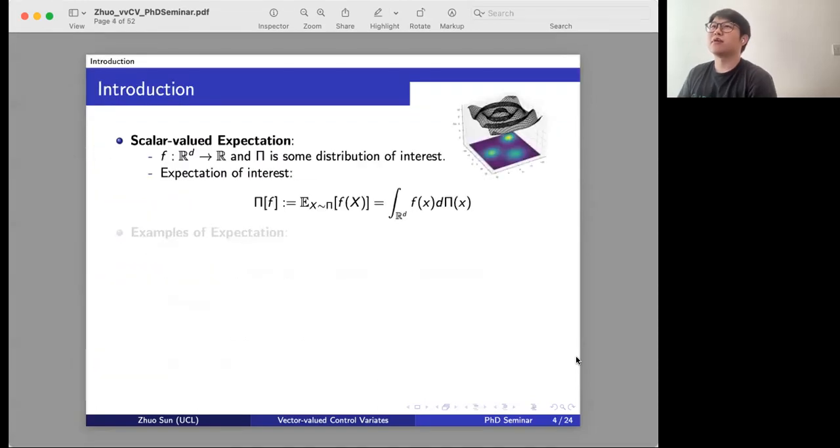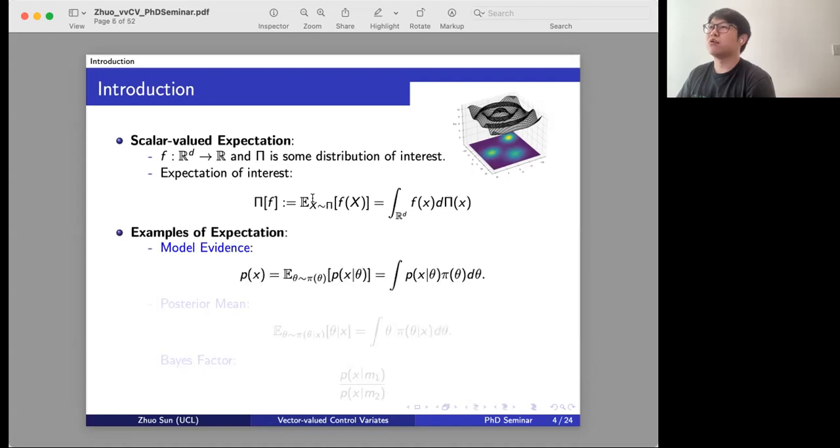So let's recap the definition of the scalar-valued expectation. We have an R-valued function f, and suppose pi is some distribution of interest. What we are interested in is this expectation. Examples of these expectations include model evidence, posterior mean, and Bayes factor. For example, in the case of model evidence, the integrand would be the likelihood of x given theta, while the distribution of interest will have a PDF like pi theta here.